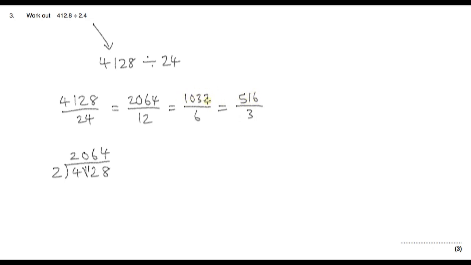Again, that's just visually looking at this. Half of 1000 is 500. Half of 32 is 16. And now we're left with 516 divided by 3.